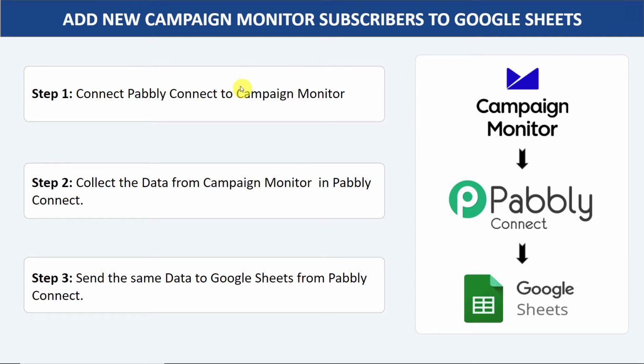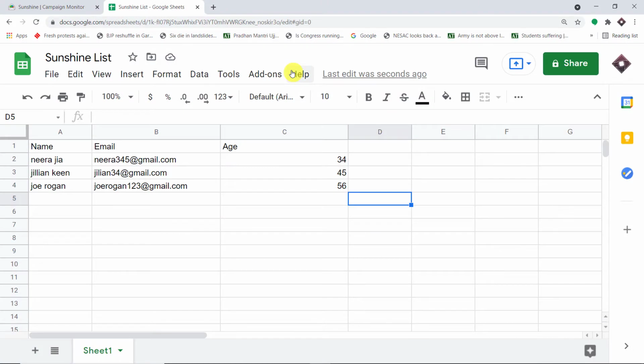Okay, so this is how the integration will work. So first of all, you are going to integrate Campaign Monitor and Pabbly Connect. That's basically step 1. Then in step 2, you are going to collect the data from Campaign Monitor and send it to Pabbly Connect. Now in step 3, you are going to use the same data to create a row in Google Sheets. So now there's a perfect flow of data between Campaign Monitor and Google Sheets. Okay, so this is how the integration is going to work.